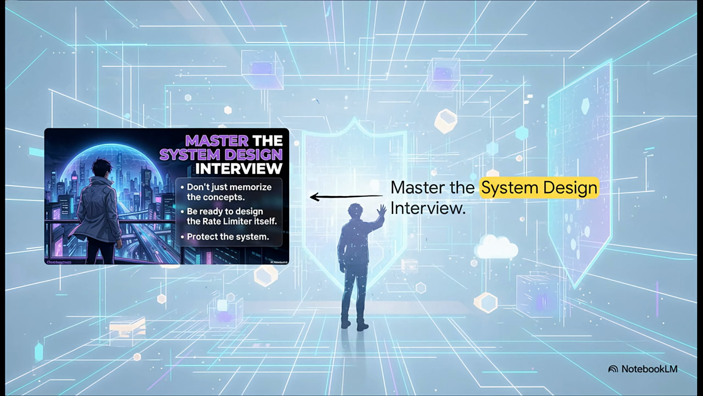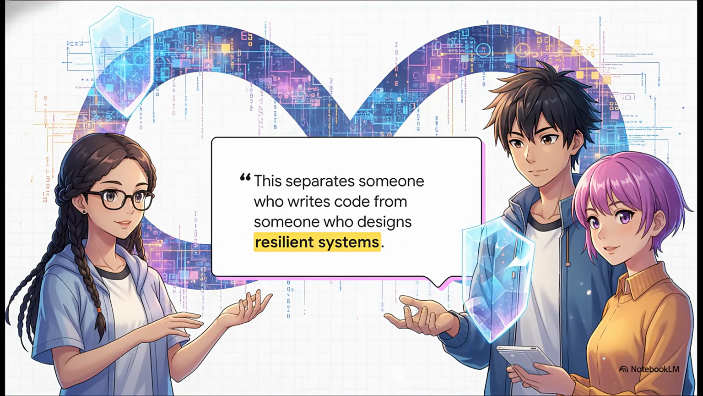And once you truly understand rate limiting, you begin to see it literally everywhere. APIs, login systems, payment gateways, microservices, cloud platforms, and nearly every large-scale distributed architecture on the internet. This is exactly the kind of engineering knowledge that separates someone who merely writes code from someone who designs resilient systems.